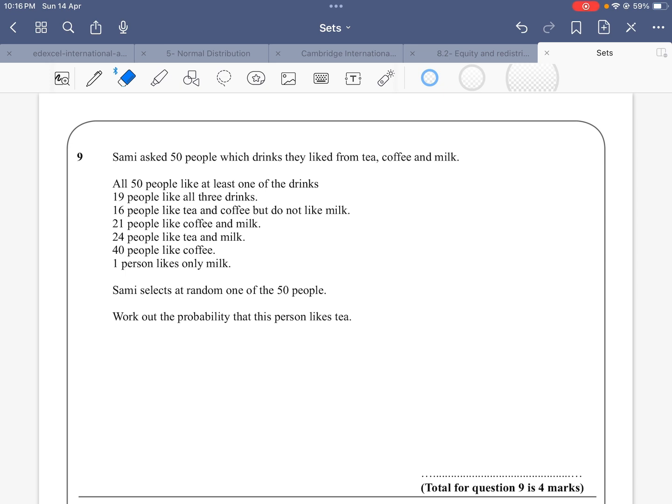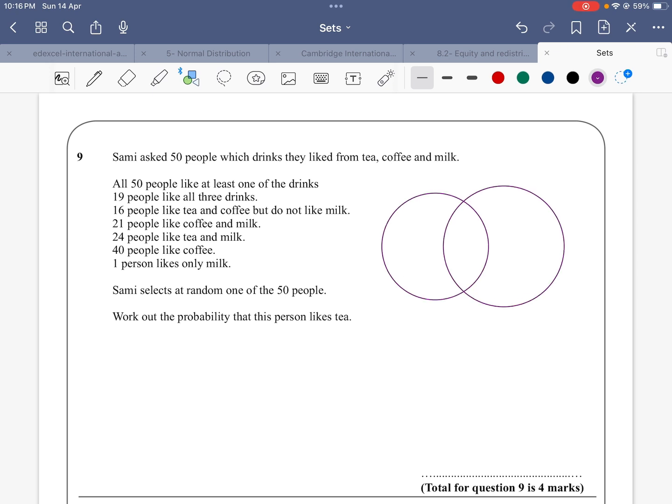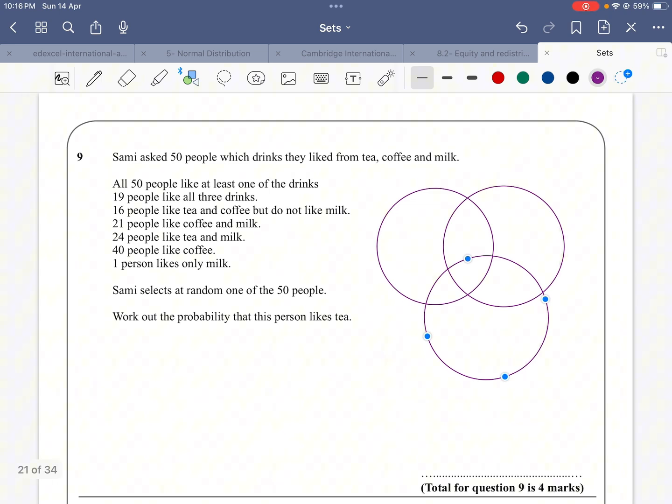Sami asked 50 people which drinks they liked from tea, coffee and milk, and all 50 people drink at least one drink, means that the 3 sets are overlapping. There is no such person who does not drink any drink. So all the members will add up to 50 people inside it and there is no universal set. Now let's say this is tea, coffee and milk. 19 people like all three drinks, 19 goes here.